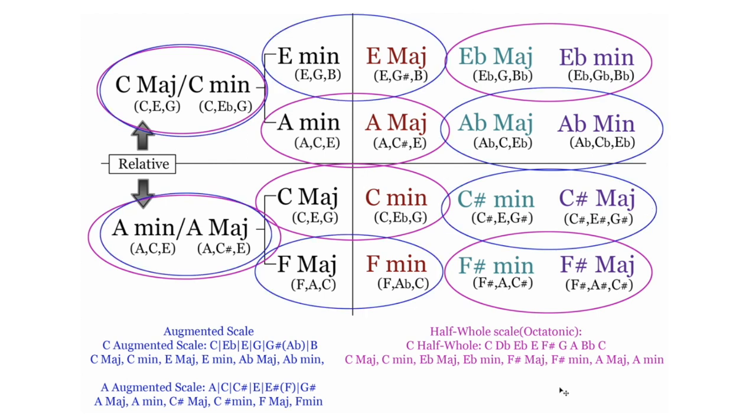So if we overlay both scales on top of each other, you can see how it unifies every chord in the chart. Now technically it's actually 3 scales, not 2 scales, because you have the C half whole scale, the C augmented scale, but then you also need the A augmented scale for the bottom half of the chart. So technically it's 3 scales, but 2 different types of scales that connect every chord.